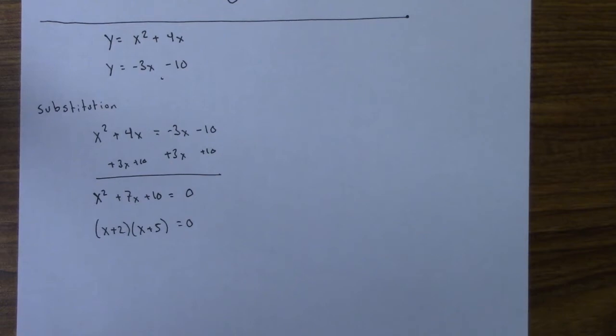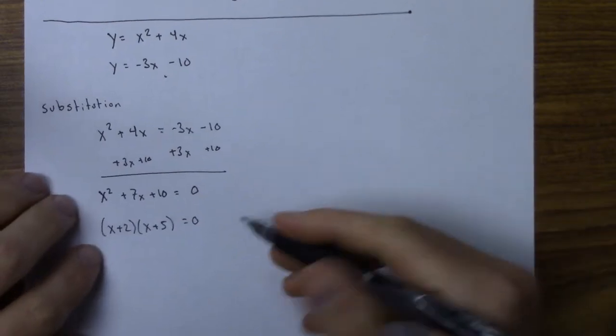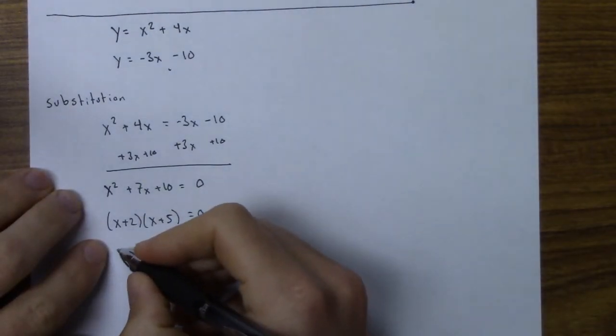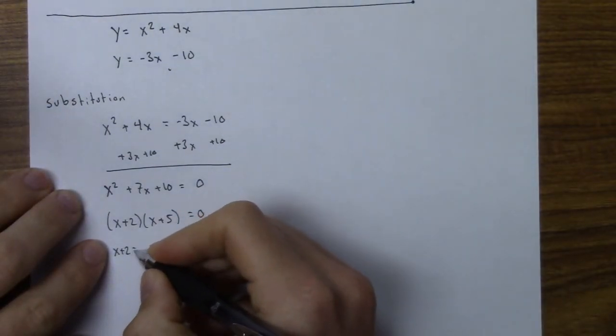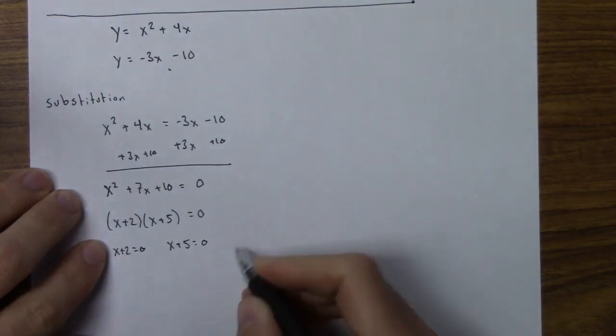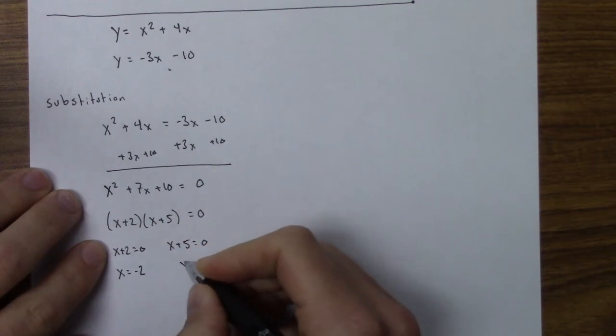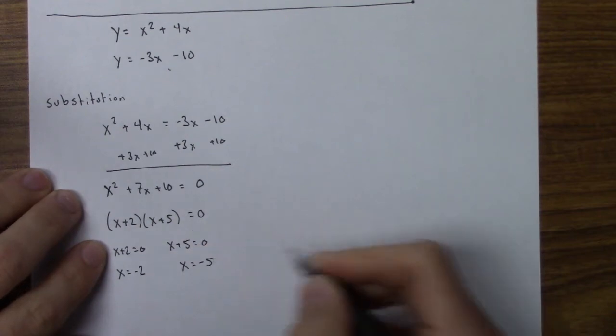Now, if that's still helpful to you, if that's still something you feel like you need to do, by all means, that's okay. But as you get more comfortable, you are able to just jump straight down. At this point, if I wanted to finish solving this out, I'm going to set each piece equal to 0, x plus 2 equals 0, x plus 5 equals 0. Subtracting both numbers to the other side, I now have x equals negative 2, x equals negative 5.